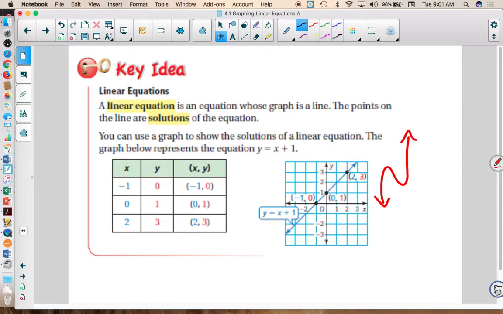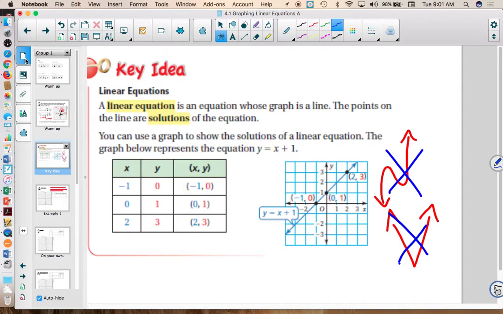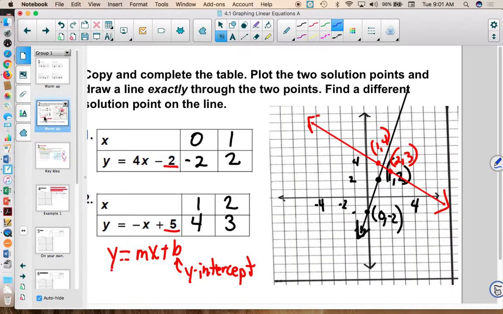You're going to see some down the road that actually graph like that. Would that be a linear equation? No, it would not. It's not a line. So these would not be a representation of a linear equation. Every point that's on the line is a solution to that equation. If we go back to where we were, every point on that line would be a solution to this second equation.